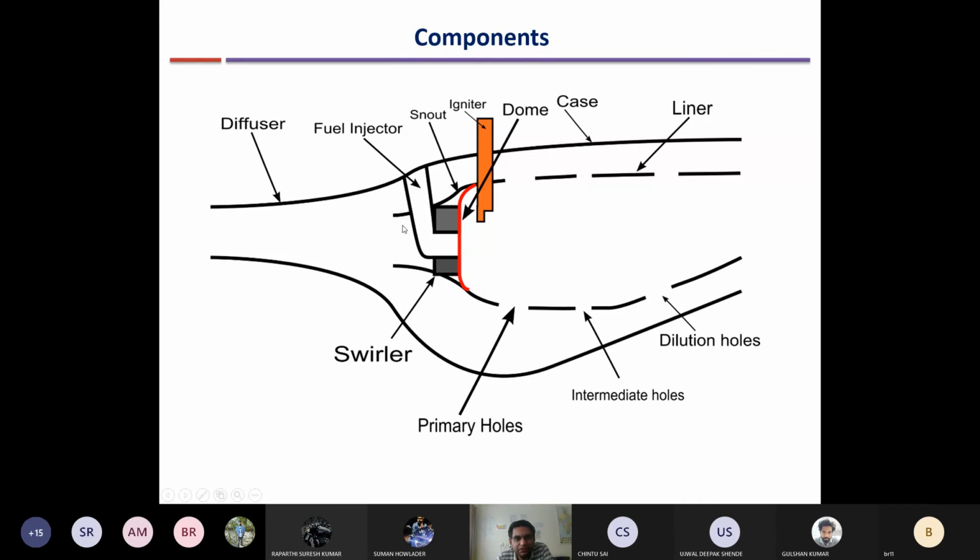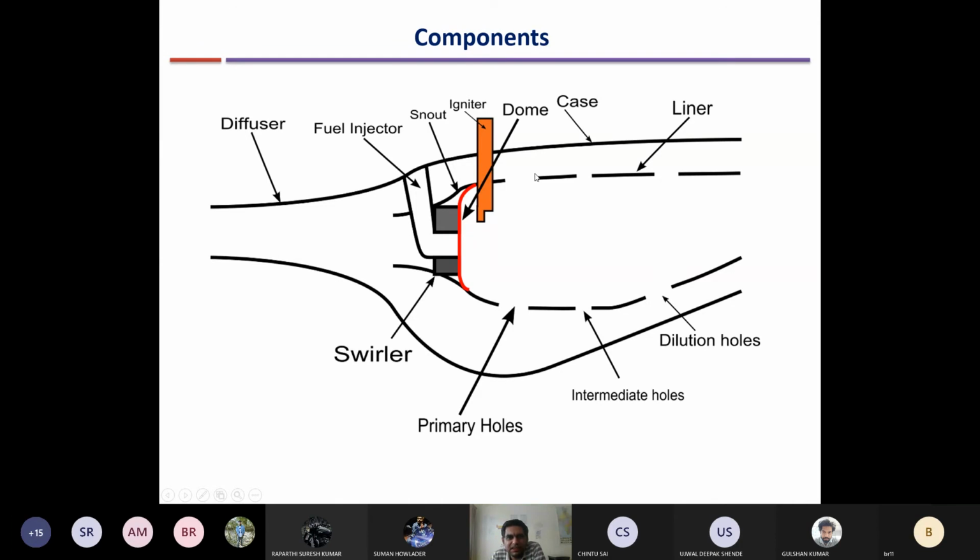So we have some covering here which is known as the snout, and there is another section which induces turbulence, rotates the flow, which is known as the swirler. Again, these designs may vary depending on the actual engine for different companies. There is an igniter which ignites the flow. Then there is a liner.